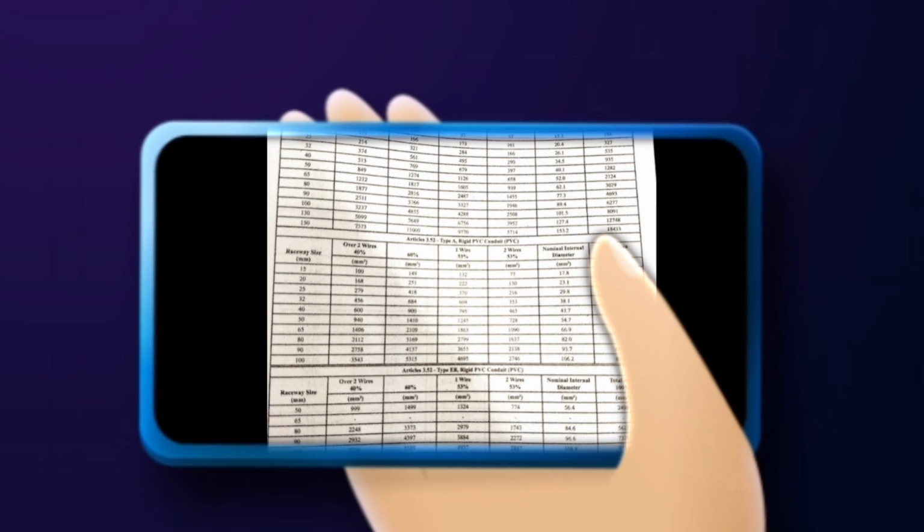In slide 11, as you can see, this table lists the size and area for many types of insulated electrical wires.